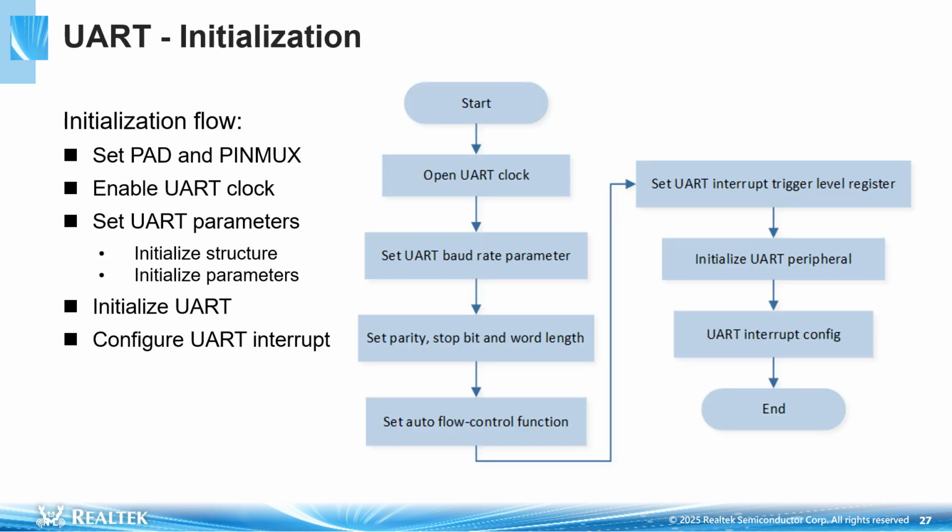The initialization process of UART is shown in the figure. The first step is to turn on the clock signal of UART. The second step is to set the baud rate of UART. The third step is to set the checksum, stop bit, and data bit of UART. The fourth step is to set hardware flow control. The fifth step is to set the level of UART interrupt trigger. The sixth step is to initialize UART peripherals according to the UART parameters set above. The seventh step is to configure the interrupts of UART.